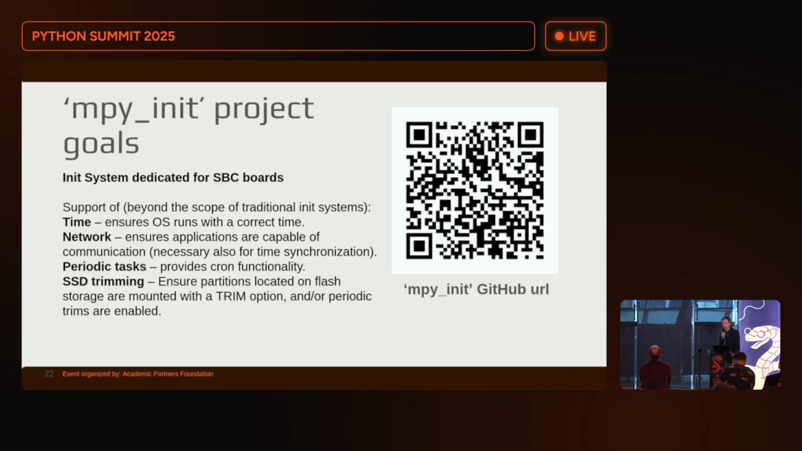Okay, so the goal for this init system is to make an init system dedicated to SBC boards. Actually, the most important thing that I have found when setting up Raspberry Pi computers is to make a system that will automatically handle SSD trimming. Because to have the flash card live for long, you need to trim the space, and it is not always done by default. So it would be good to have an init system that will ensure that flash space is trimmed. And also, when it comes to single board computers, time is not always available, so you have to ensure that the time is set from the network. So the init system would also handle these tasks.